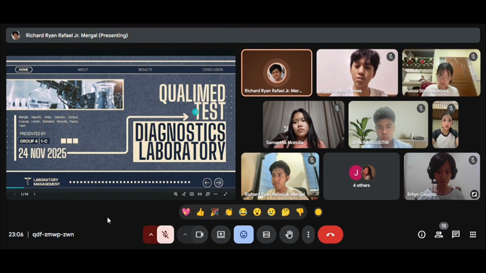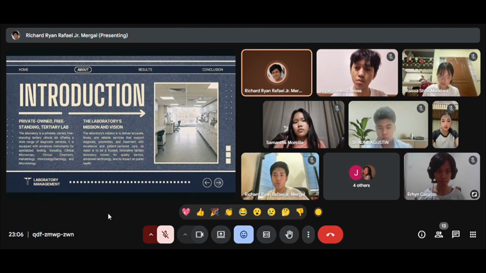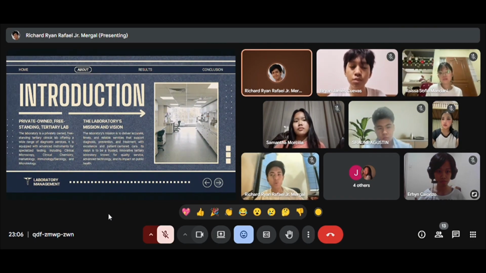In particular, our laboratory is a privately owned, freestanding tertiary laboratory which offers a wide range of diagnostic services. It is equipped with advanced instruments for specialized testing, including clinical microscopy, clinical chemistry, hematology, immunology and serology, and microbiology. Now we'll move on to the laboratory's mission and vision.